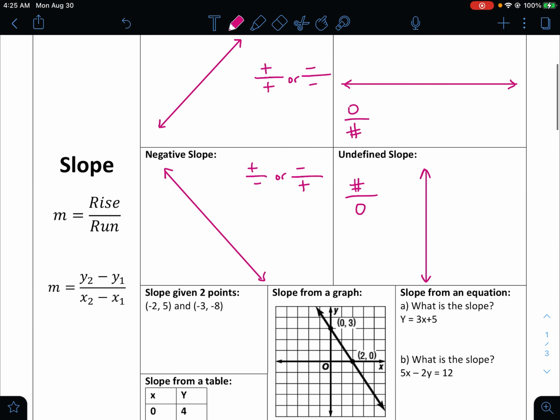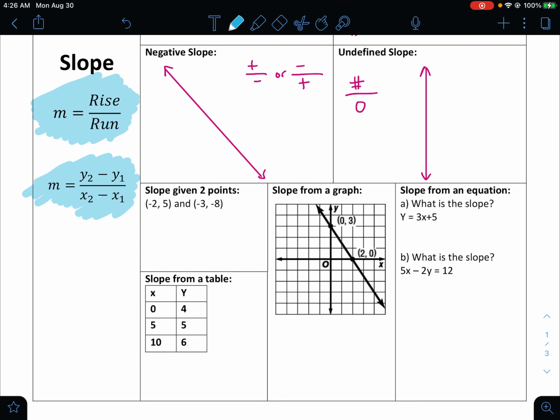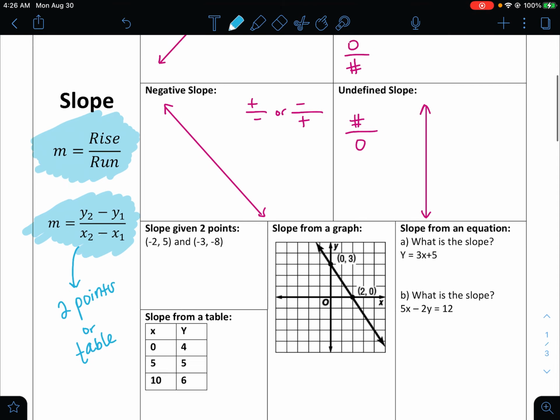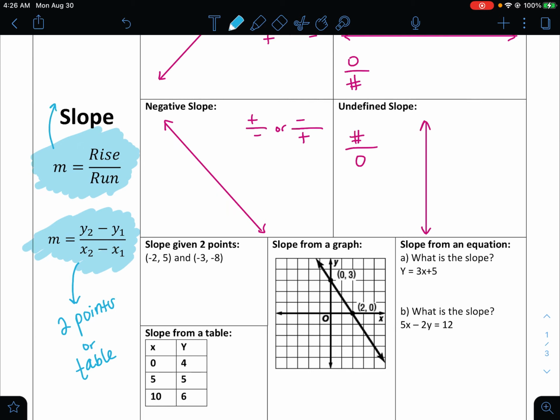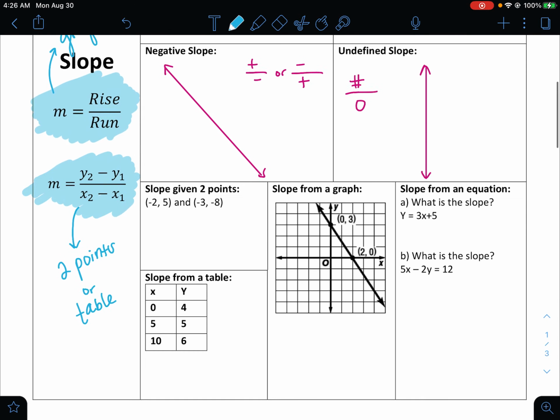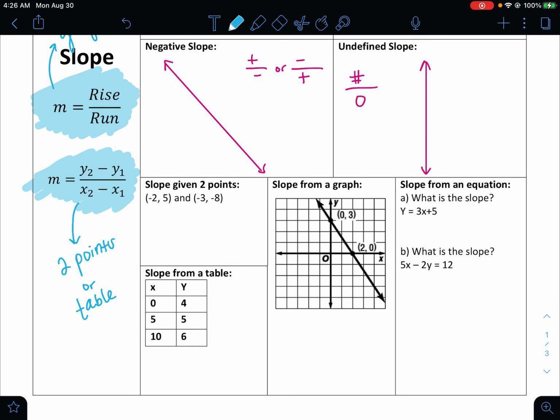And off to the left over here, we can see that you can find slope by doing rise over run, or you can find slope by using the slope equation. All right, the slope equation is useful when you have 2 points, when you're given 2 points, or if you're using a table. And rise over run is useful when you have a graph.